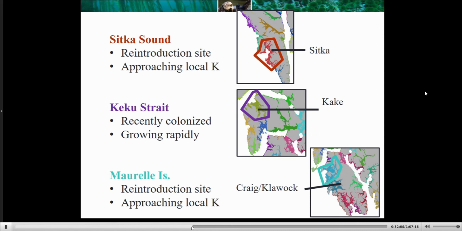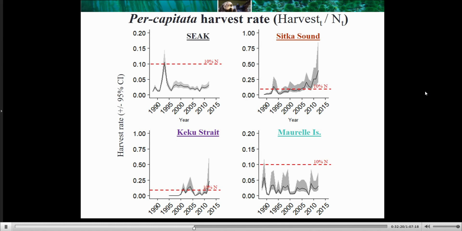So those communities that I've shown here, Sitka, Kake, and then Craig, Klawock, are the communities from which the hunters are traveling out to harvest sea otters. These areas were all chosen to be sort of equidistant from a community where hunting is occurring. So here are the per capita harvest rates for each of these areas.